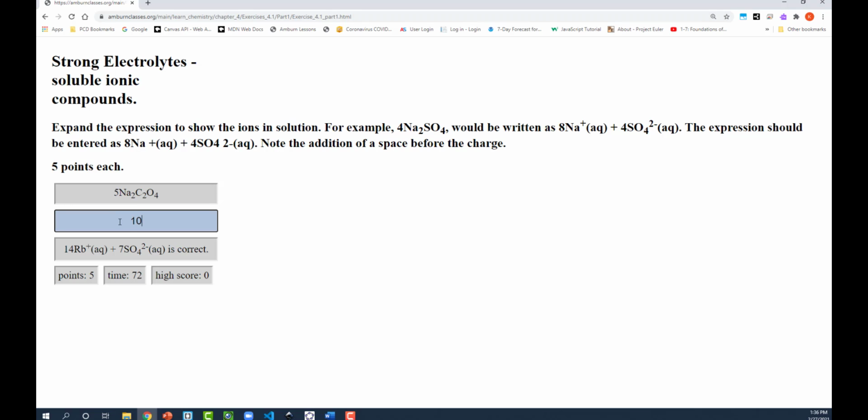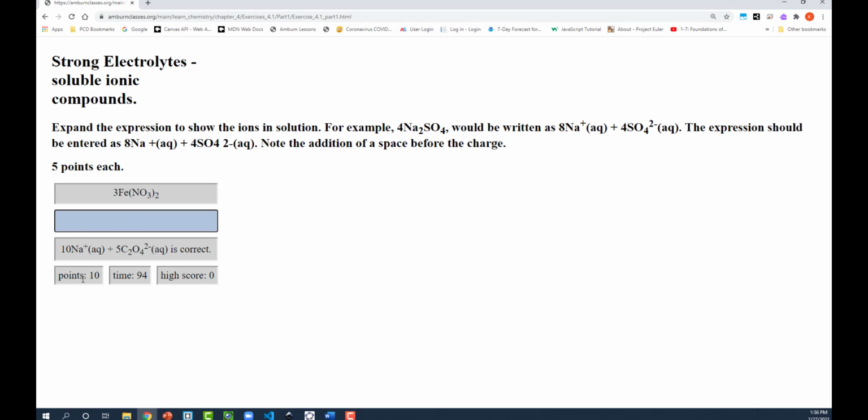No spaces, Na, space with a plus, and then the aqueous. Now I leave a space to show I have another ion, another space, and then I have 5 of these oxalates, C2O4. Now I need a space, 2 minus aqueous. So it's a little tedious to write this thing out, but this is then the answer.